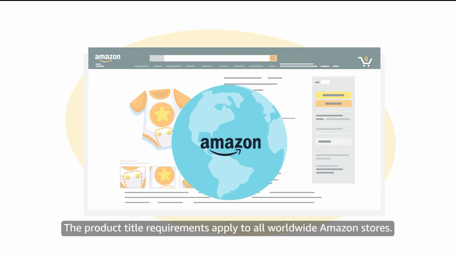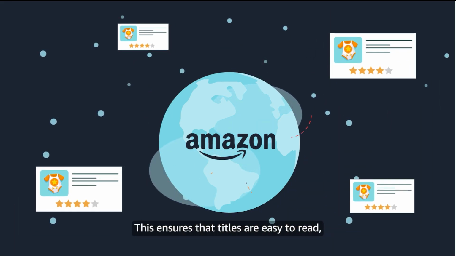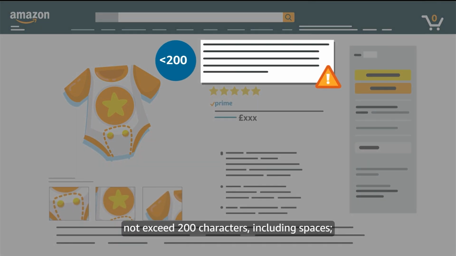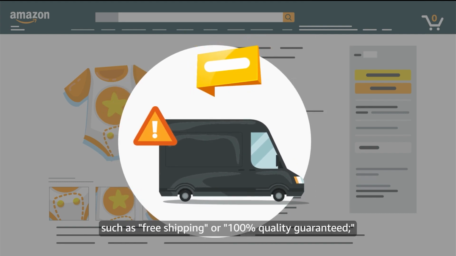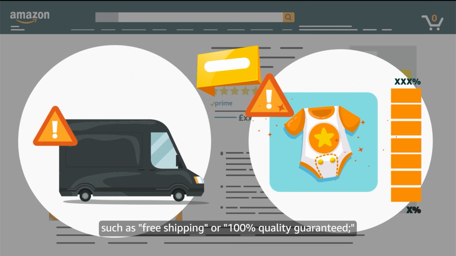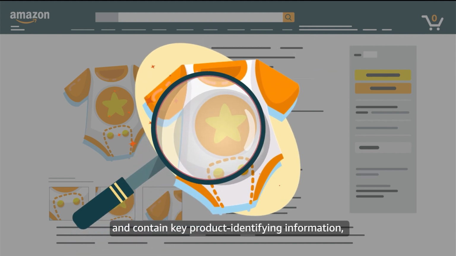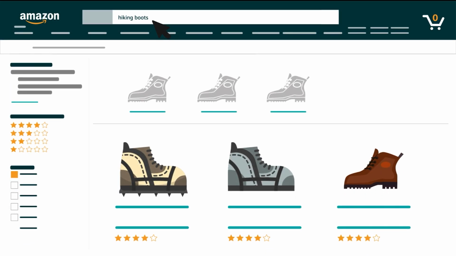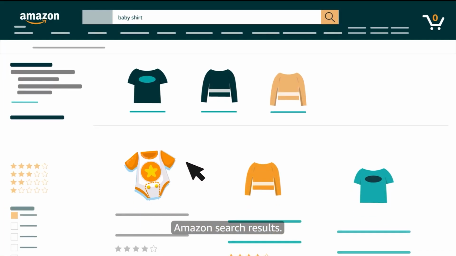The product title requirements apply to all worldwide Amazon stores. This ensures that titles are easy to read, capture the essence of products, and accurately promote listings. Titles must not exceed 200 characters, including spaces, not contain promotional phrases such as free shipping or 100% quality guaranteed, not contain characters for decoration, and contain key product identifying information such as hiking boots or umbrella. Failure to comply with these requirements may cause a product to be suppressed from Amazon search results.